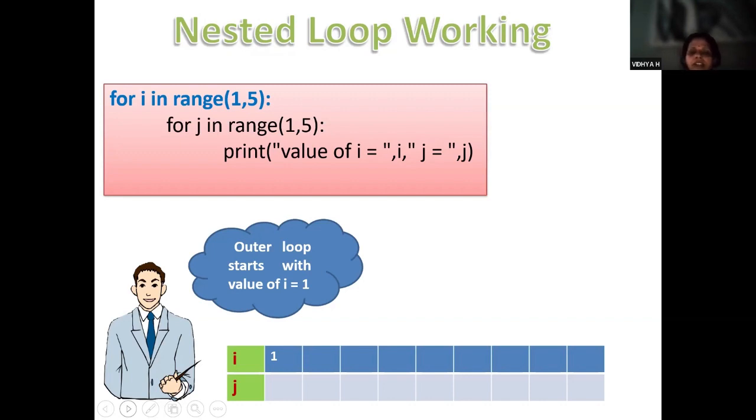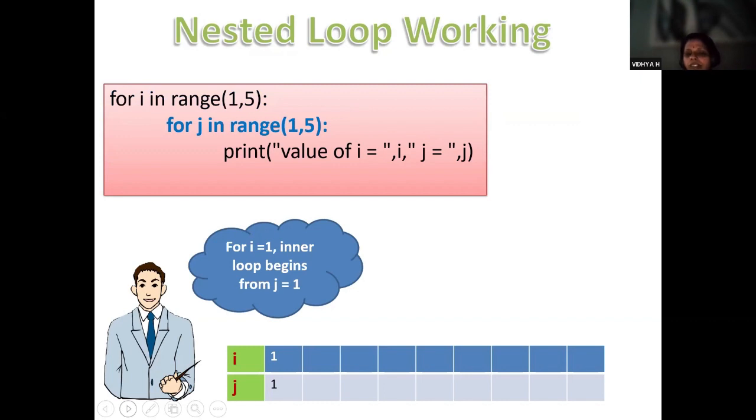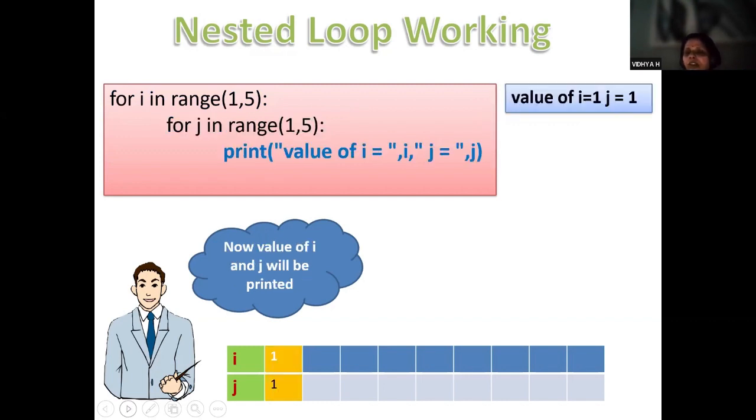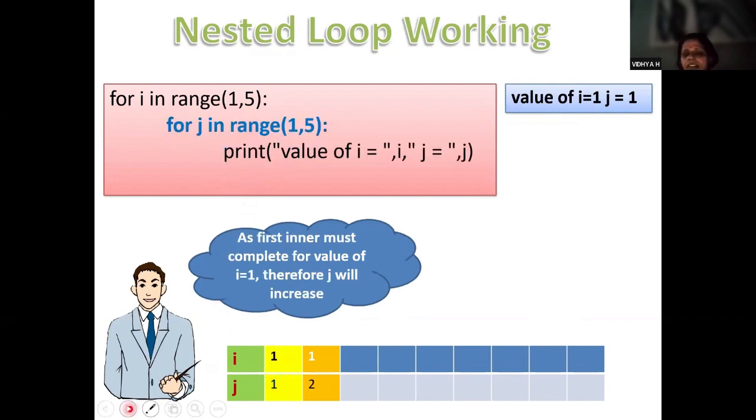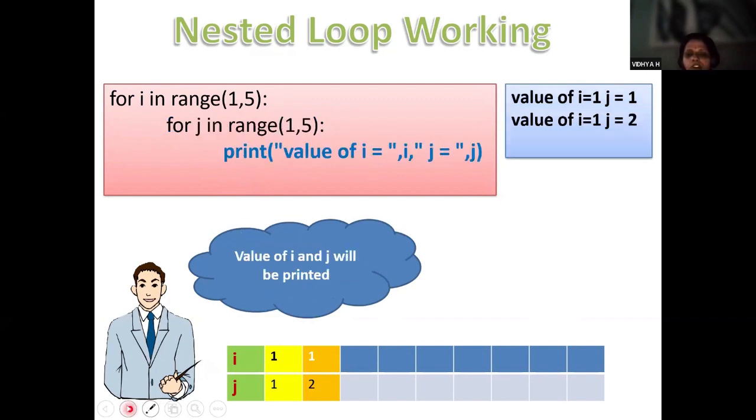Now see, the i value is 1, and at that time j is also 1. You will print the output of the values of i and j. The print is executed, so this line will get executed now. Next, i will remain the same whereas j will increase. So we can show them like this. See, it is increasing, so next you get the next output.